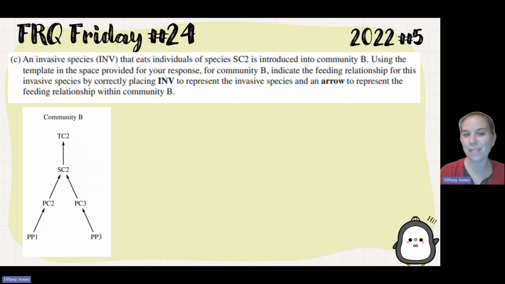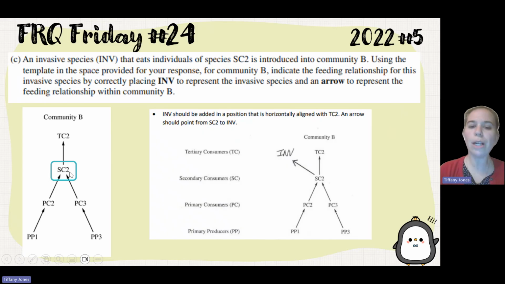So part C: an invasive species, INV, that eats individuals of species SC2 is introduced in community B. Using the template in the space provided for your response for community B, indicate the feeding relationship for this invasive species by correctly placing INV to represent the invasive species and an arrow to represent the feeding relationship within community B. So we need to figure out where we are going to place INV. Well, we know that it is going to consume SC2. So here's SC2, and here's TC2, which consumes SC2. So we're going to make it equal, so it'll be at the tertiary consumer level, and the arrow will be going to it to denote that the INV is consuming SC2.